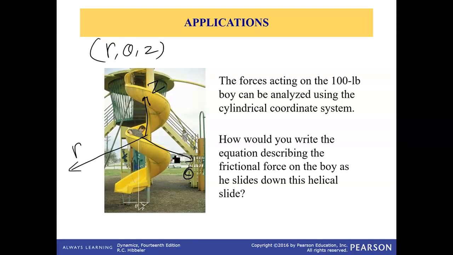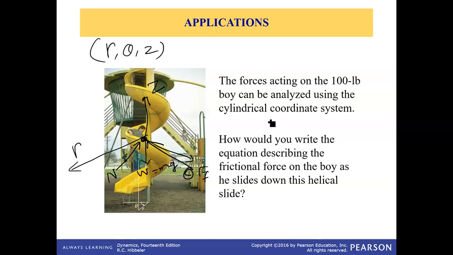Now we can include the different forces in our free body diagram, such as the weight of the boy along the z direction and the normal force depending on the angle of the slide he experiences. Plus, if there is any friction force that will oppose the direction of motion, that will be in this direction, F. So how would you write the equation describing the frictional force on the boy as he slides down this helical slide?